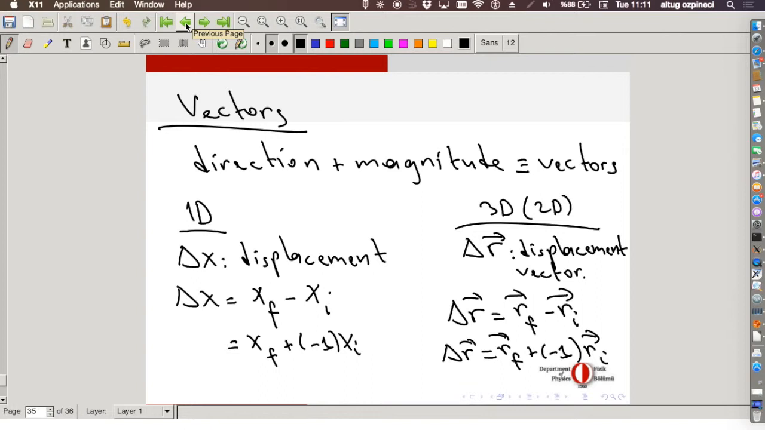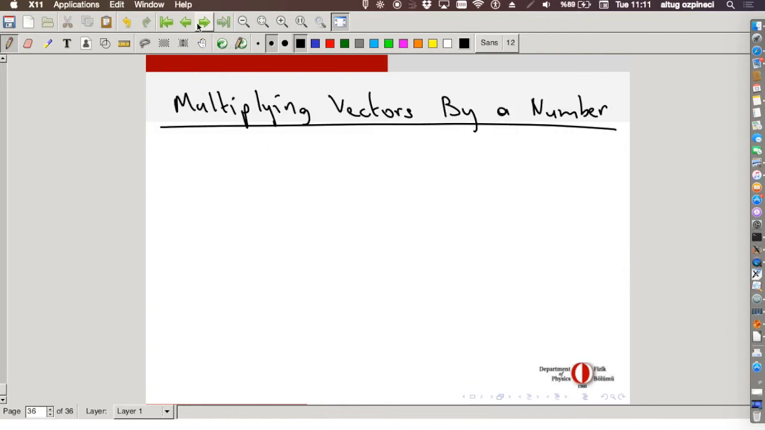Without the vector sign, it just means the magnitude. So if I say R with the vector sign, this is the vector, and R without it is the magnitude of the vector R.